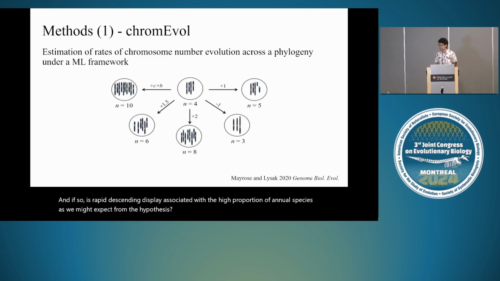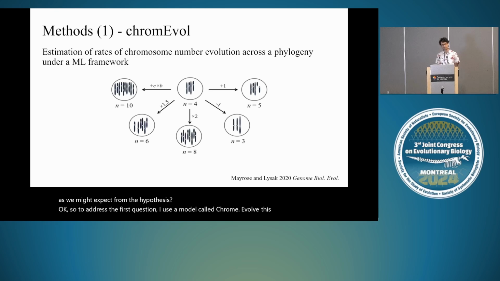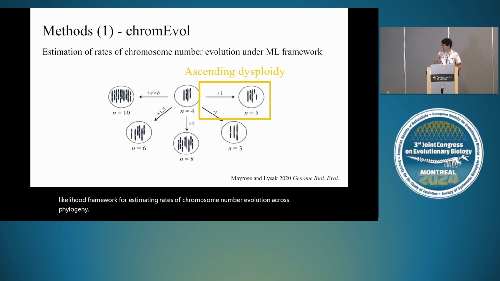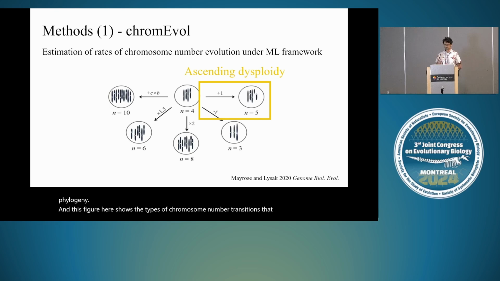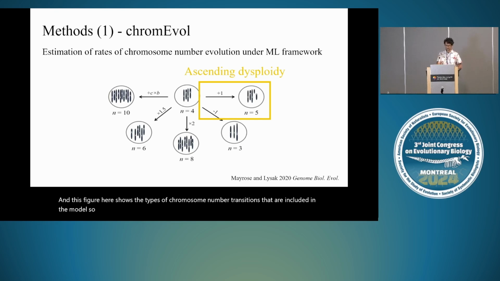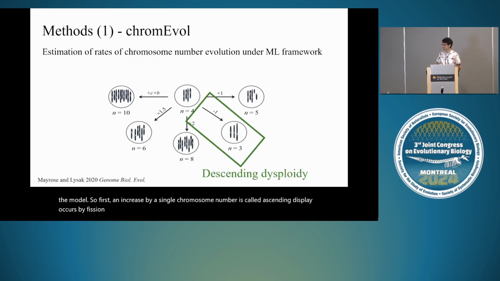Okay, so to address the first question, I use a model called ChromEvol. This is a maximum likelihood framework for estimating rates of chromosome number evolution across a phylogeny. This figure shows the types of chromosome number transitions included in the model. First, an increase by a single chromosome number is called ascending disploidy. This occurs by fission. A decrease by 1 is called descending disploidy, occurring by fusion.